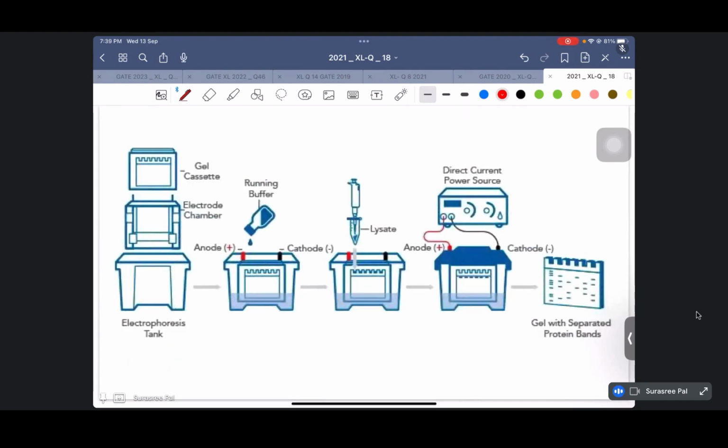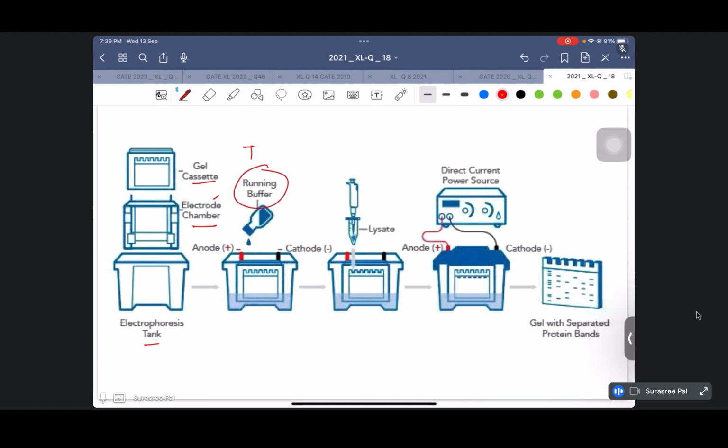Now what is the total system? The total system is that you have this gel cassette where you have formed your gel, and you also have this electrode chamber. So you put this gel cassette inside the electrode chamber. Then you put this electrode chamber inside this electrophoresis tank. So there's a big tank, where you put the gel and this chamber, and then you add running buffer. I've already mentioned the running buffer is TGS: Tris, glycine and SDS. And there are these electrodes, the cathode and the anode, right?